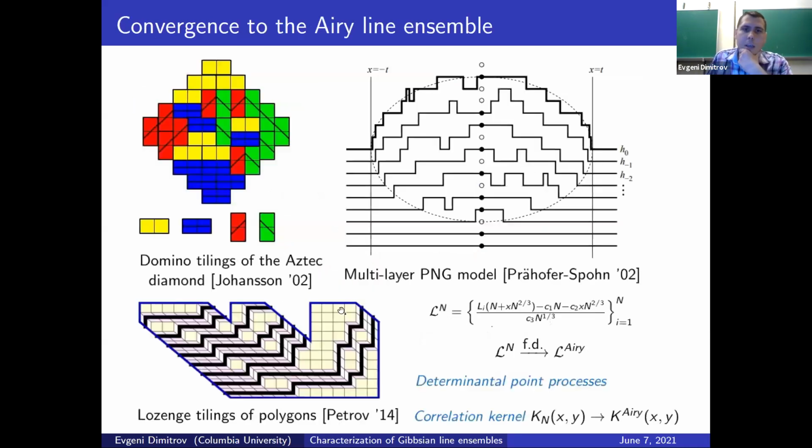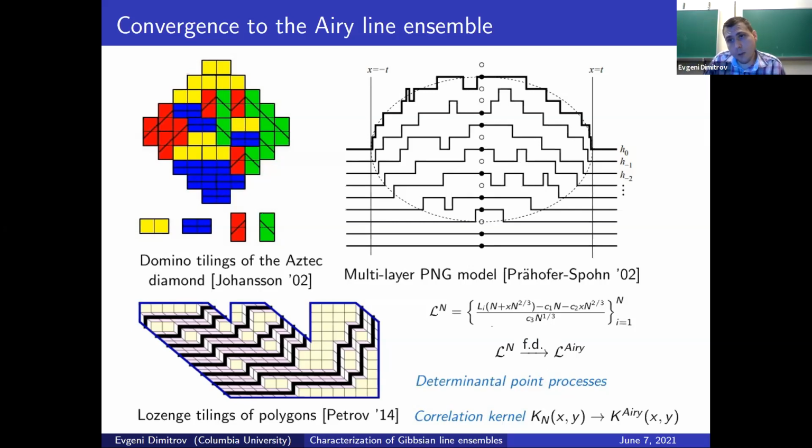Here are a few other situations, again statistical mechanics models, that naturally carry the structure of a line ensemble. This is domino tilings of the Aztec diamond. This is the multi-layer polynuclear growth model. And this is, again, lozenge tilings for slightly different domains. I took this picture from a paper by Leo. It's the same type of lozenge tilings for what are sometimes called sawtooth domains. All of these models naturally carry the structure of a line ensemble, and in fact, for all of these models, it is known that the finite-dimensional distributions of these ensembles converge to the parabolic Airy line ensemble.